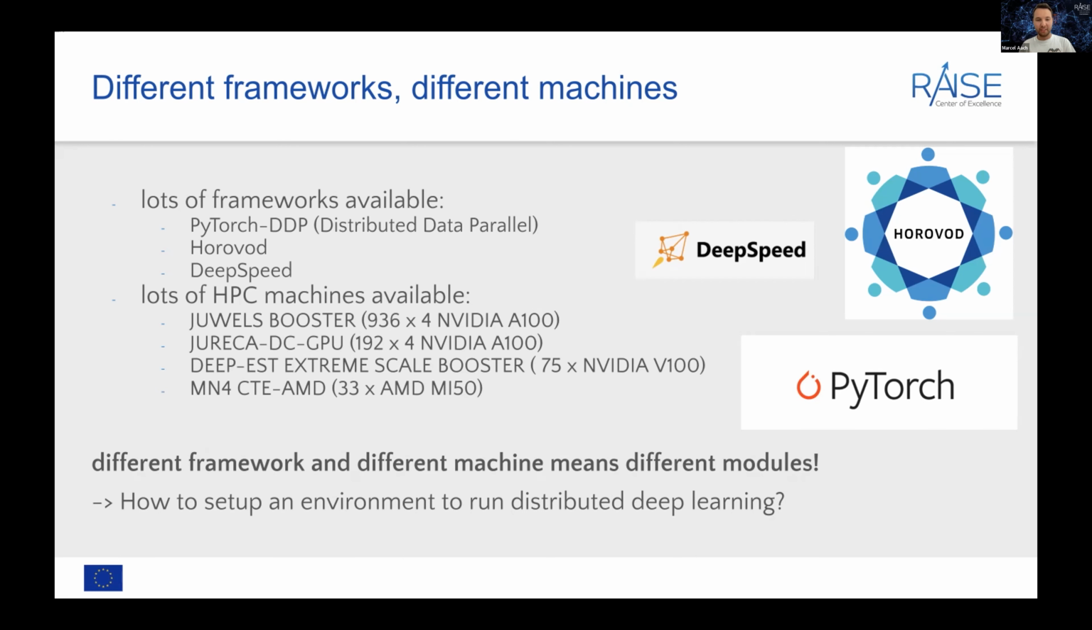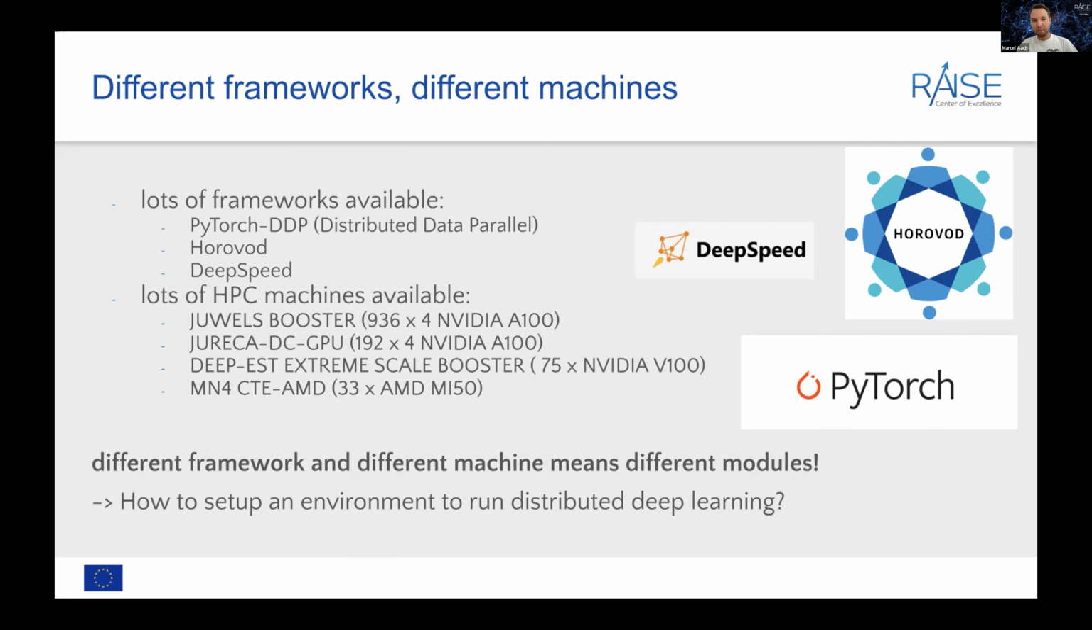And apart from these three frameworks, you also have lots of different HPC machines available. Just here in Jülich, we have the JUWELS Booster machine. We have the Eureka DC GPU partition with over 100 NVIDIA A100 GPUs. We have our prototype system, the DEEP-EST machine. But for example, in Barcelona, there's also an AMD machine with AMD GPUs available already.